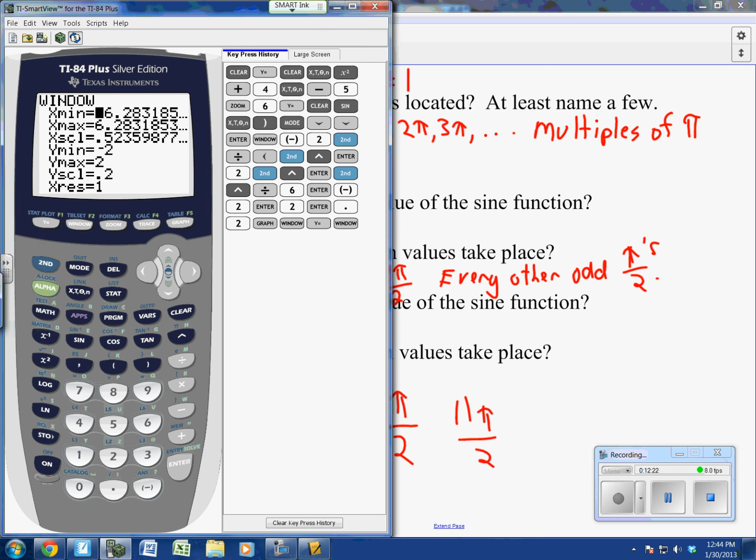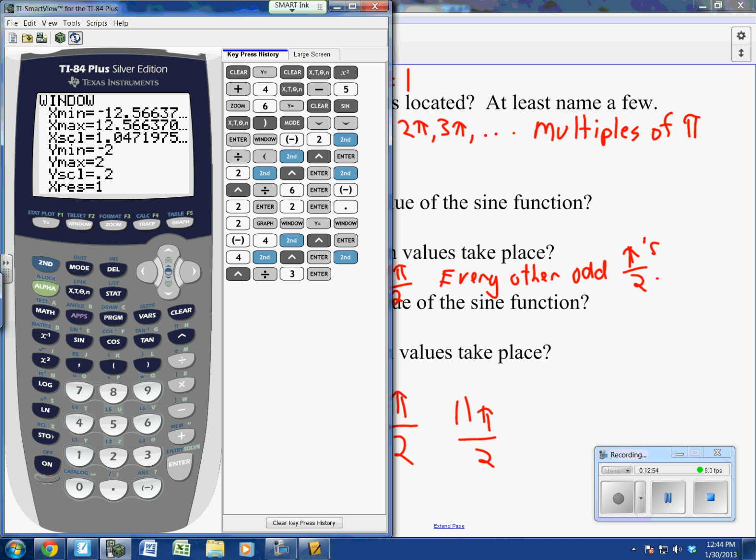Let's change this. Let's go 2 cycles to the right and 2 cycles to the left. What's my x min and max going to be? Okay, negative 4 pi and positive 4 pi. And we're going to up the scale. We're going to go every pi thirds. So pi divided by 3, yes.